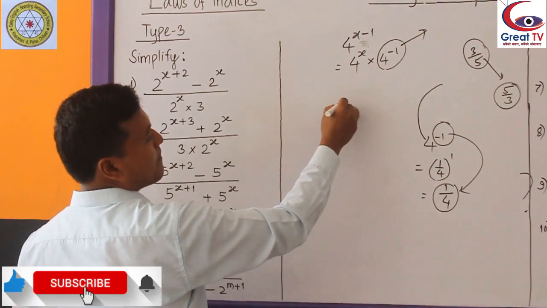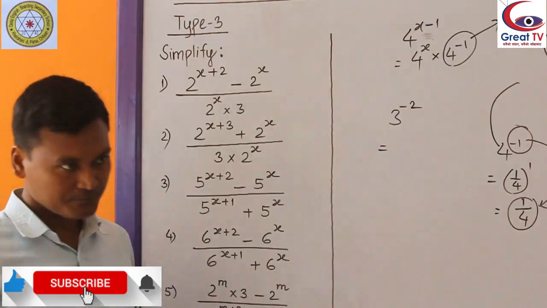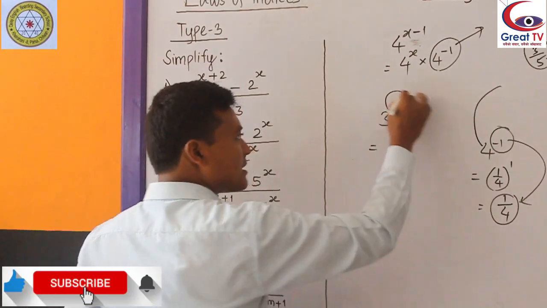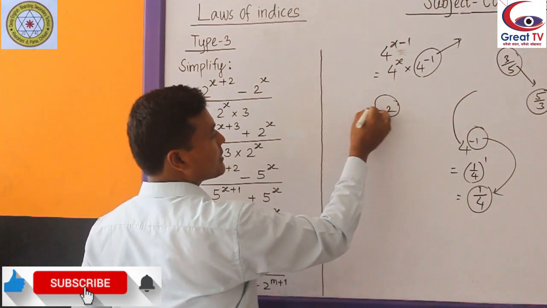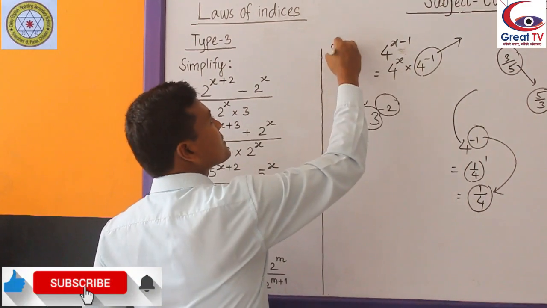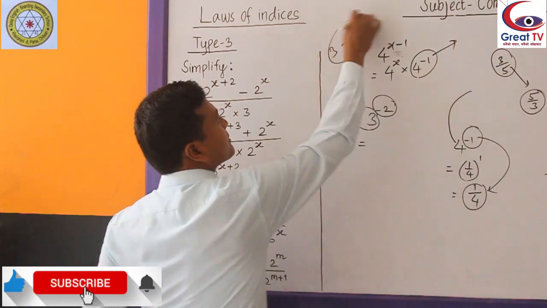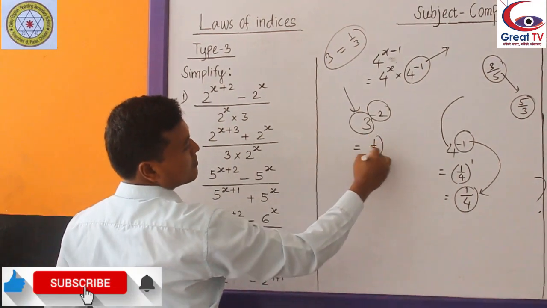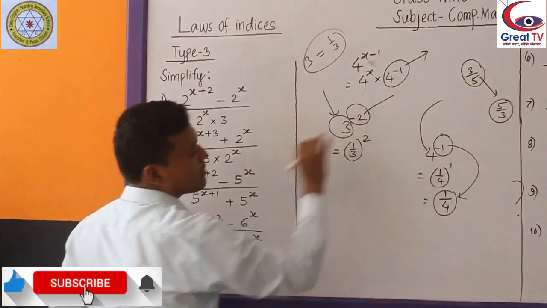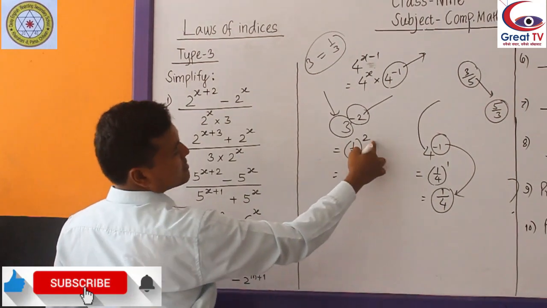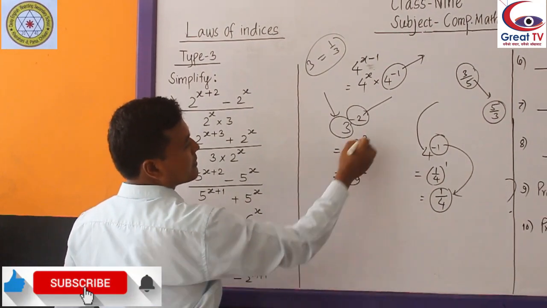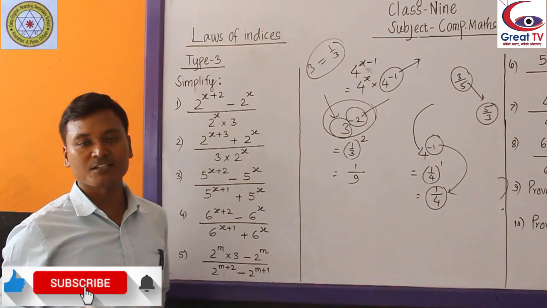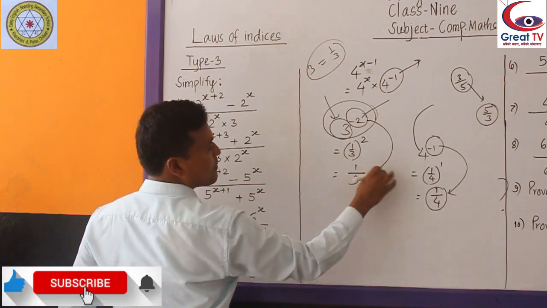Similarly, if we have 3 to the power minus 2. As the power is negative over here, let us make it positive. Here the base is 3. Its reciprocal is 1 upon 3. So 1 upon 3, whole power minus 2 now becomes plus 2. Similarly, 1 squared is 1, 3 squared is 9. And so 3 to the power minus 2 gives 1 upon 9.